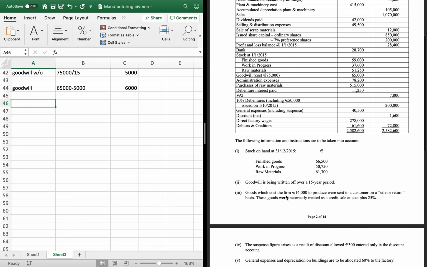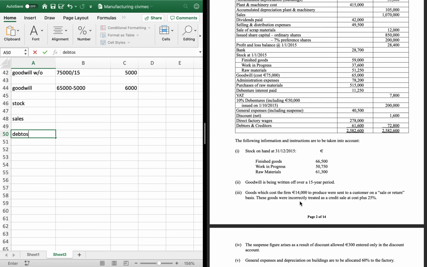Okay, so working three. Goods which cost the firm 14,000 to produce were sent to a customer on a sale or return basis. These goods were incorrectly treated as a credit sale at cost plus 25%. So if you sell goods on a sale or return basis, the prudence concept would tell you that you should not treat it as a sale. So therefore you have to assume that the sale hasn't taken place, therefore you still own the stock. So the three things that are affected are stock, sales, and debtors.